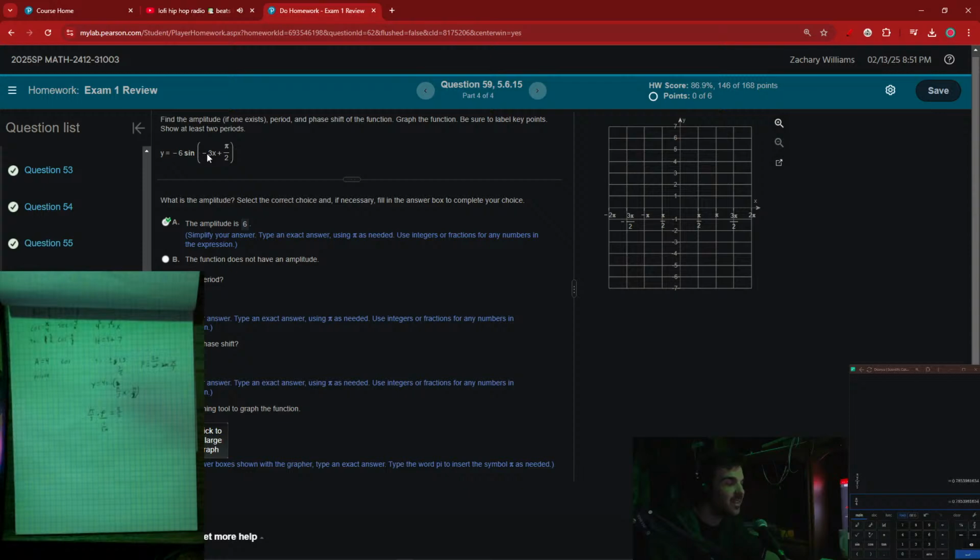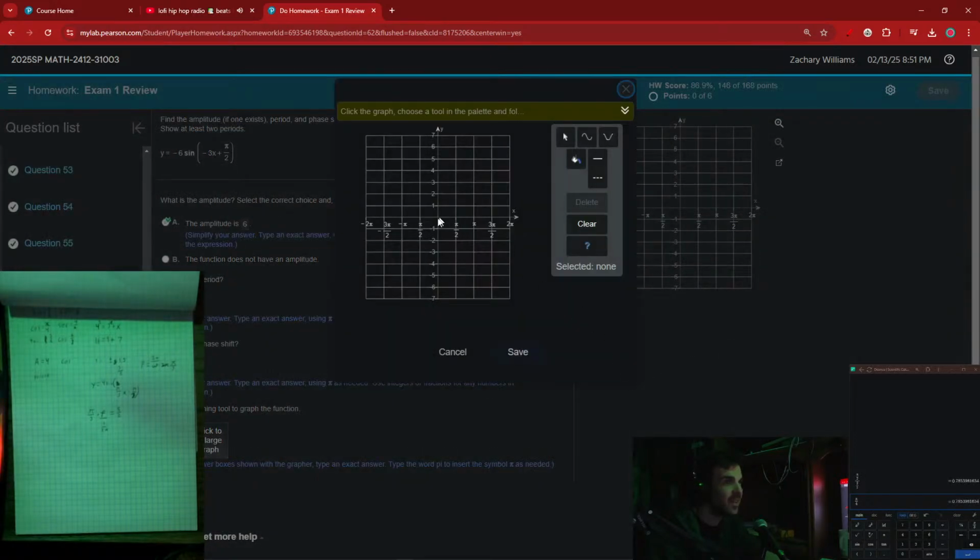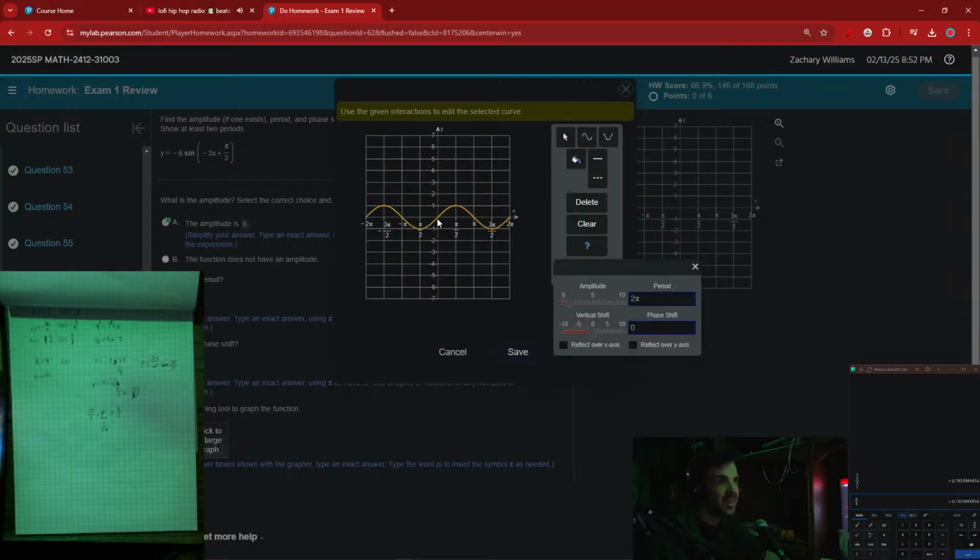It's like, this is what they're trying to show you, is that, yeah, we know it's there, but you just have to get rid of it before you can do the period, amplitude, phase shift, etc. And then when we graph it, it's just going to be a normal sine function without the negative because they're canceling each other out. Or, that's what I think. We're about to find out if that holds true. But I don't see why it wouldn't.